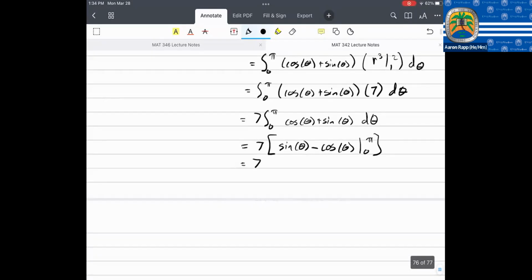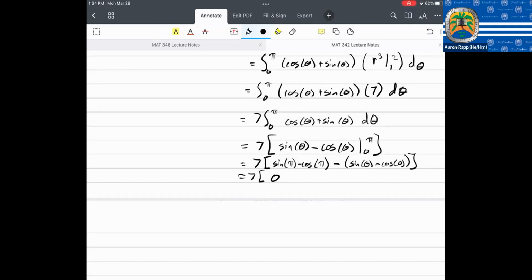So we're going to have 7 times [sine of pi minus cosine of pi] minus [sine of 0 minus cosine of 0]. What is sine of pi? 0. It's on the opposite side of the x-axis. Sine corresponds to which coordinate? The y-coordinate. So if I'm on the x-axis, I know I've got no height.